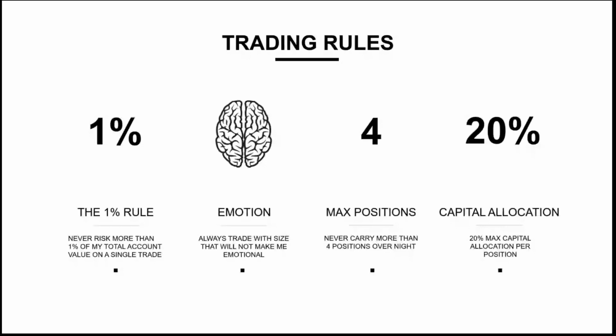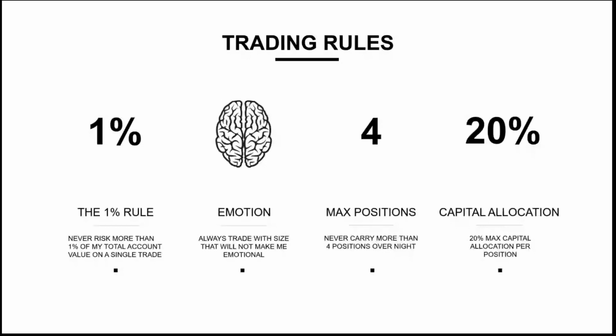I have a max position rule. I only carry 4 positions maximum overnight. Throughout the day, I might have 5 or 6 on, but I always scale down into 4 overnight. And most of the time, I'm not even at 4. I might be 1 or 2 positions overnight. And that is a very important part of keeping consistent gains in your account.